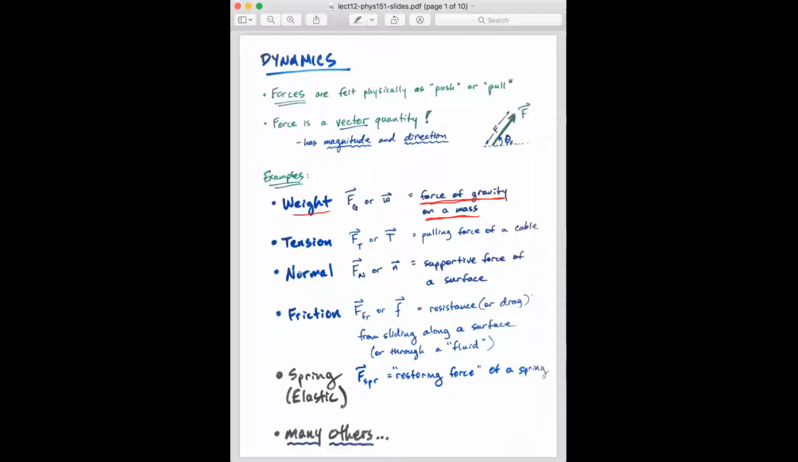The variable used for weight: many textbooks like to use a single variable like this, lowercase w for weight, capital T for tension, lowercase n for normal force, lowercase f for friction. I don't know why the T is capital. That's great and fine. If you'd like to use that notation, you will match our textbook and many other textbooks.